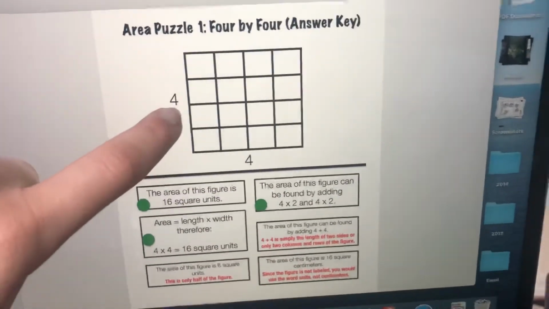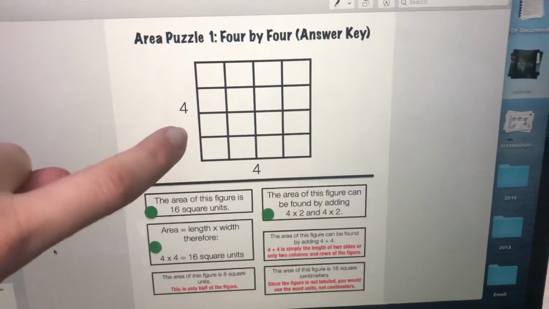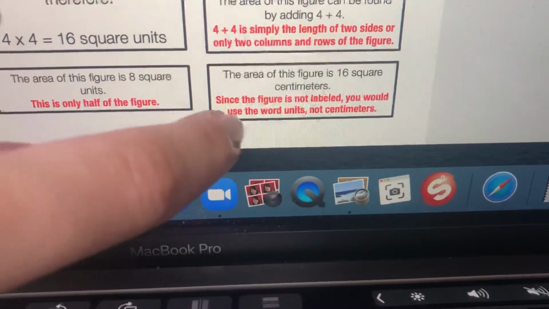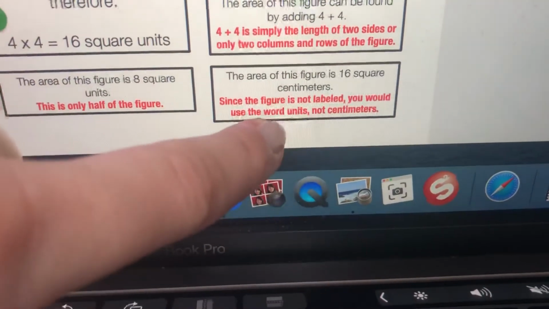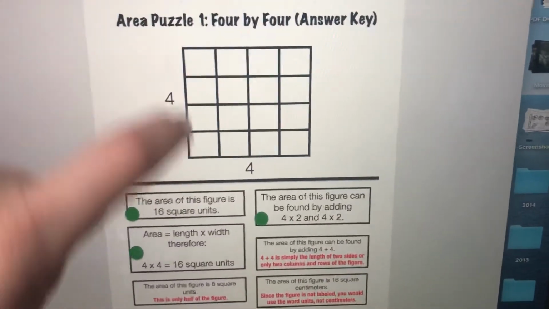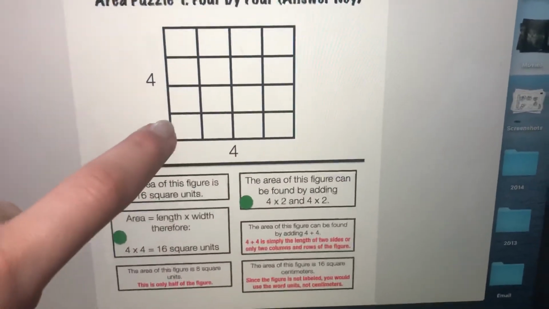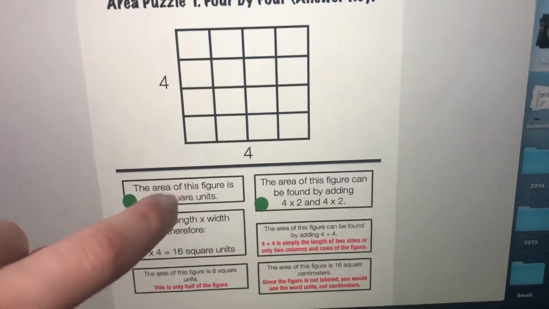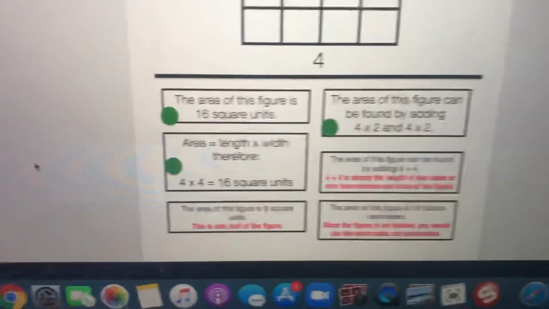I don't know what the units are. They could be miles, they could be inches, they could be centimeters. It is not 16 square centimeters because we don't know if it's centimeters. So we use the word units because it's not labeled, since the figure is not labeled. This could be 4 miles on this side and 4 miles, and it could be 1 mile by 1 mile by 1 mile by 1 mile. That would be a square mile unit. But we don't know, so we just call them units.